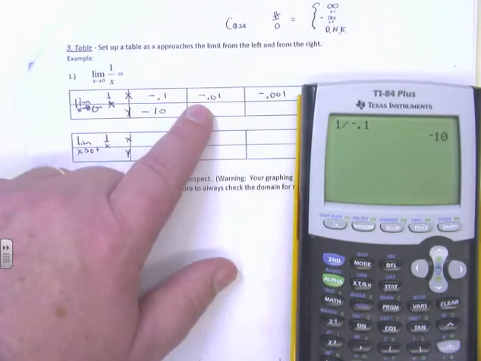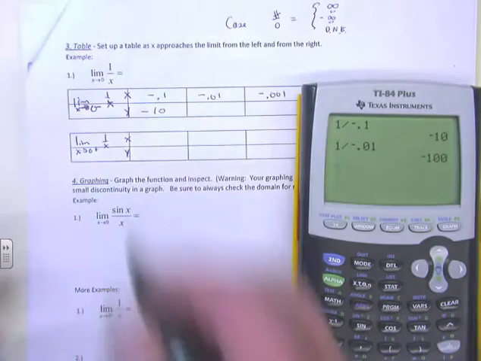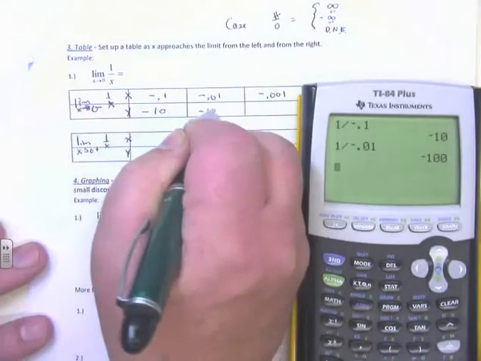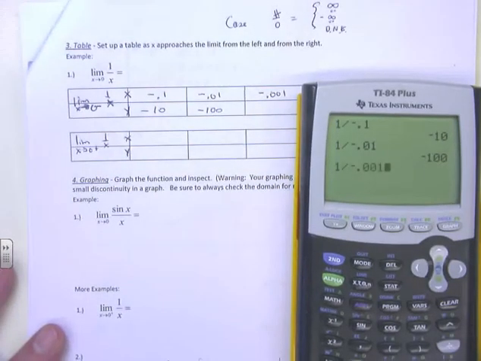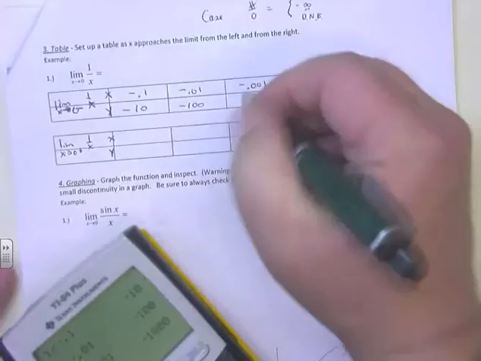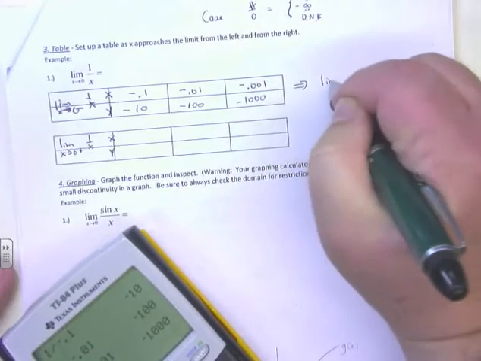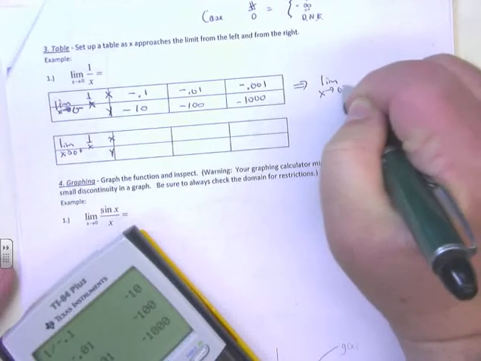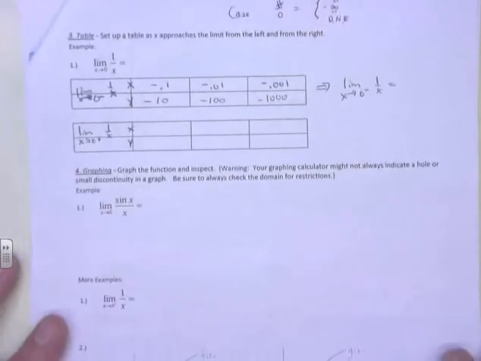So let's see here. Next one's going to be 1 divided by -0.01. What do you get here? Caught a pattern yet? -100. Now, the next one's going to be, well, we'll show it to you, 1 divided by negative 0.001, which would be negative 1,000. So, from this problem, when I take the limit as x approaches 0 from below of 1 over x, what number are you going towards?